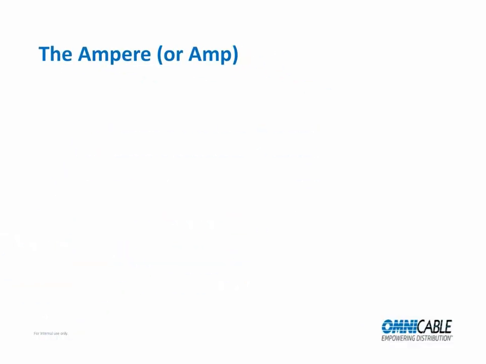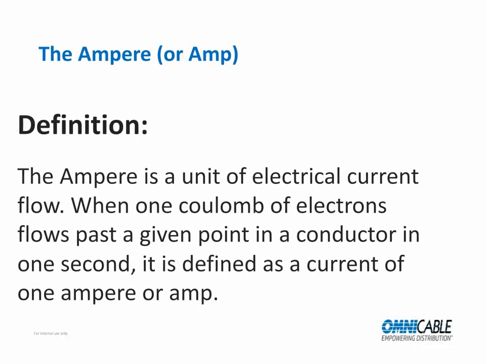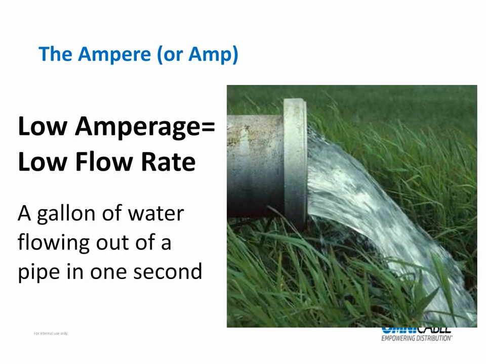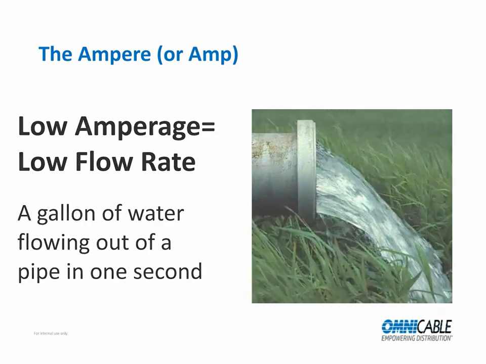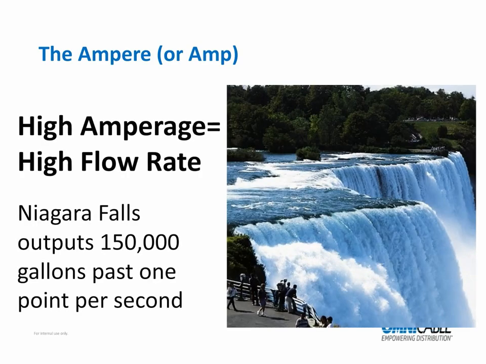The ampere is a unit of electrical current flow. When 1 coulomb of electrons flows past a given point in a conductor in 1 second, it is defined as a current of 1 ampere or amp. Low amperage is a low flow rate, like a gallon of water flowing out of this pipe, and high amperage has a high flow rate, like the Niagara Falls example, which outputs 150,000 gallons per second.